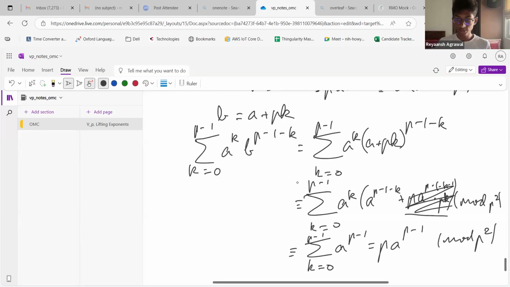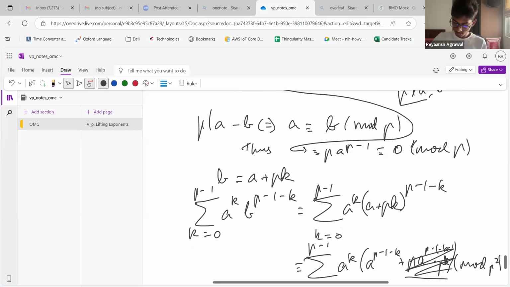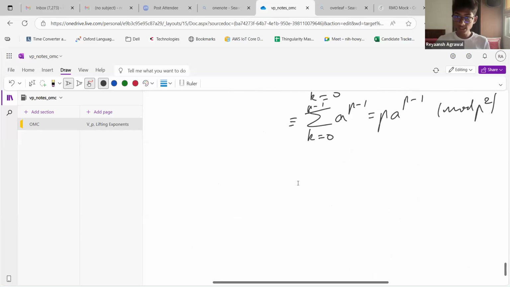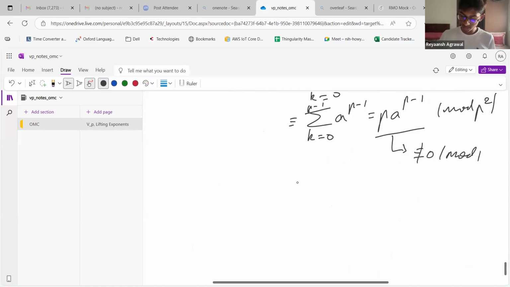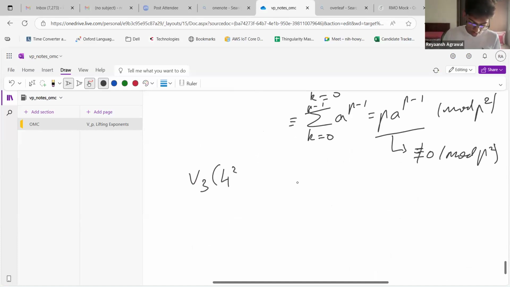And this is where we use the thing that P does not divide A, right? Because now A^(P-1) is not divisible by P, which means that this cannot be 0 mod P square. Yes, it is 0 mod P, but it cannot be 0 mod P square. Does everyone understand this? We have basically just proved LTE. Yes. Great. So now using LTE, can anyone tell me what this would be?